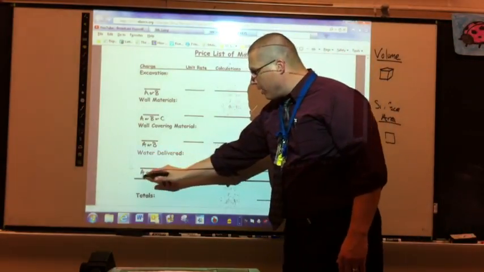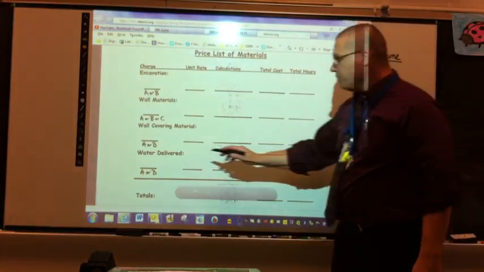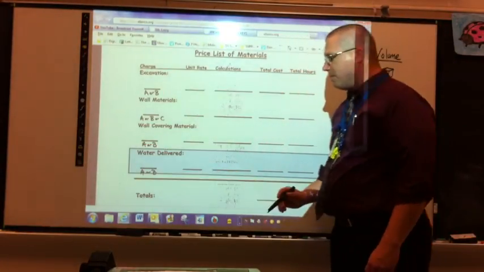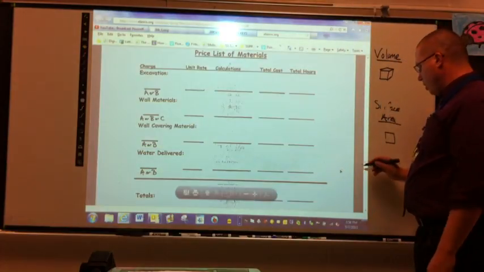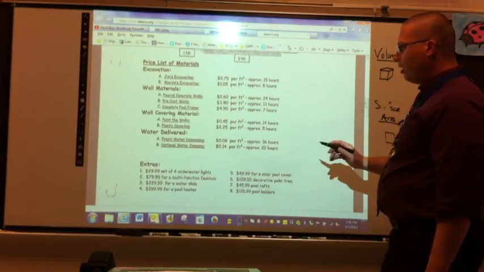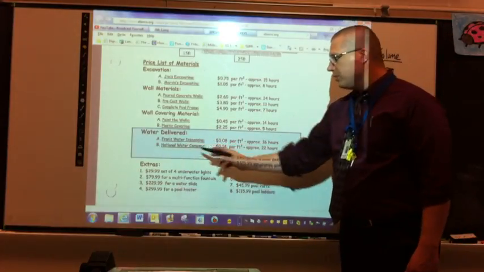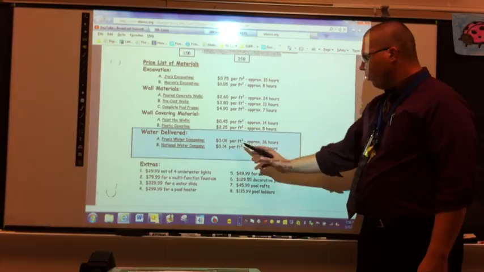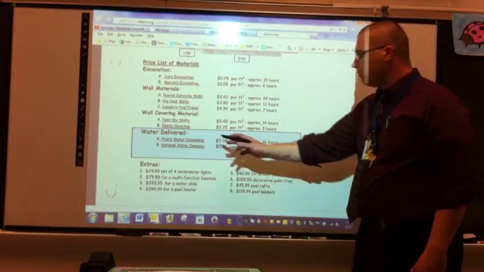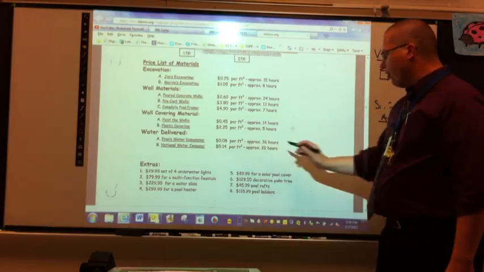I want to look at the water at the bottom. All right, water delivered. So I have two choices. I can either pick company A or company B, and I'm going to fill my information in. Let's flip back to page 1. And here's my cost sheet. Water delivered. I have two choices of companies. I have Fran or National Water. One is cheaper, one takes longer. Just for the heck of it, let's pick A. You can pick B, it does not matter. A is 8 cents for every cube, 36 hours.